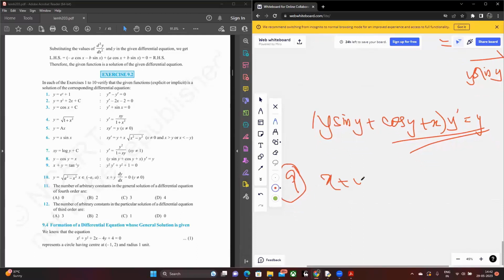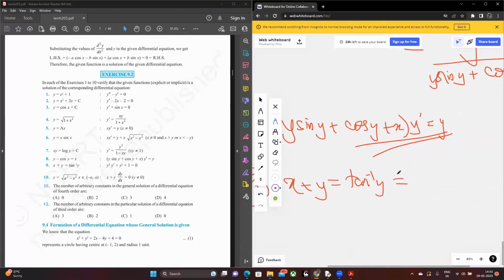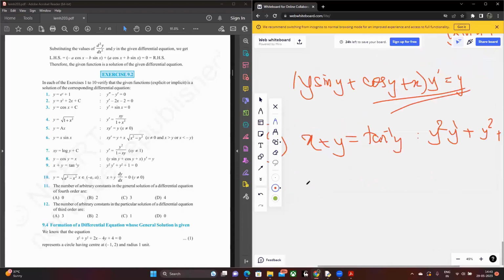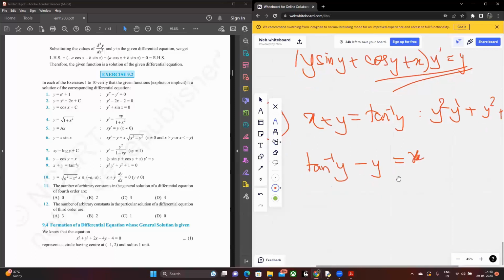Question number 9. Question number 9 says that x plus y equals tan inverse y is a solution of y square y dash plus y square plus 1 equals 0, right? So you basically have the fact that tan inverse y minus y equals x, right?